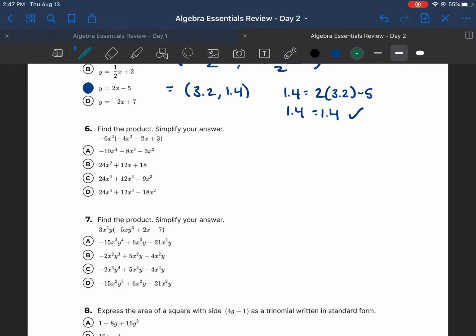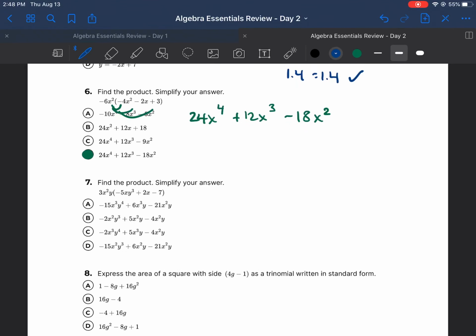Number 6, so we want to find the product of a monomial times a trinomial. So essentially what we're going to do is distribute. What we need to be careful with is that when we multiply two expressions like this, we multiply the coefficients, but we add the exponents for variables that are the same. So negative 6x squared times negative 4x squared would be positive 24x to the fourth. Negative 6x squared times negative 2x would be positive 12x to the third. And negative 6x squared times positive 3 would be negative 18x squared. And that would be answer choice D.